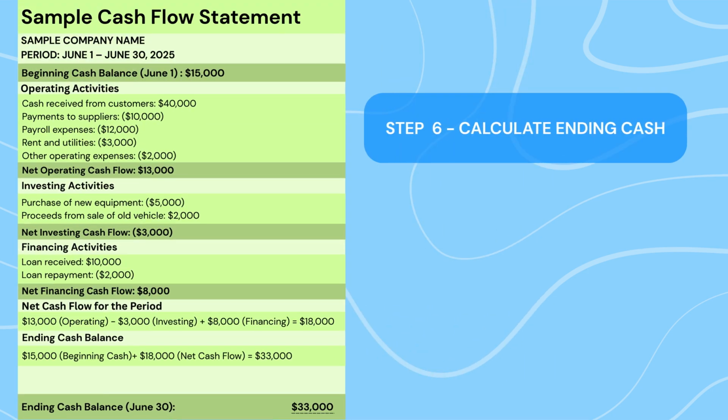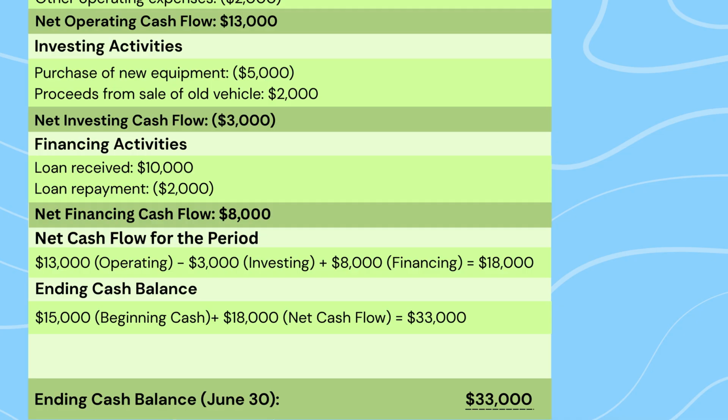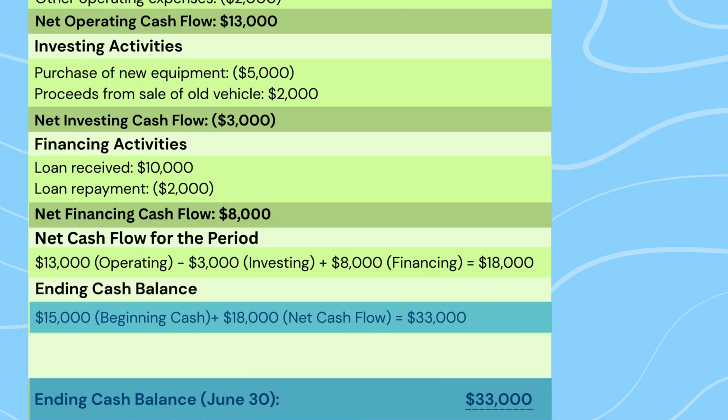Finally, step 6, calculate ending cash. Take the beginning cash from step 1 and the net cash flow from step 5 and find the total. Your ending cash is what you'll start with next period, and it's the number every small biz owner should watch closely. In our sample statement, we see that this business's ending balance is $33,000.